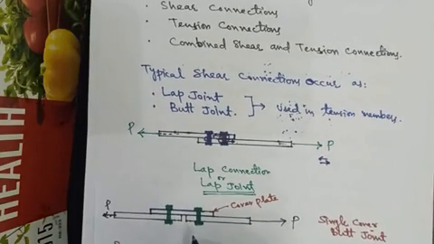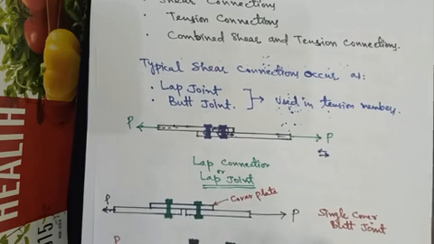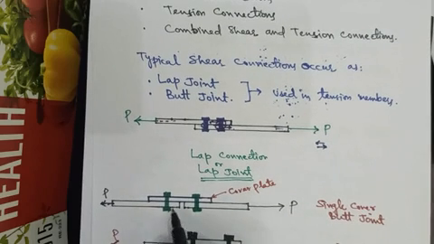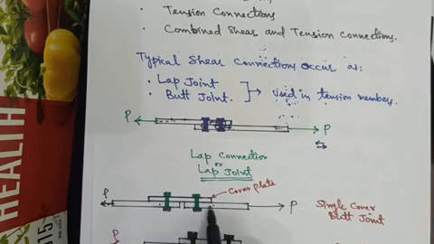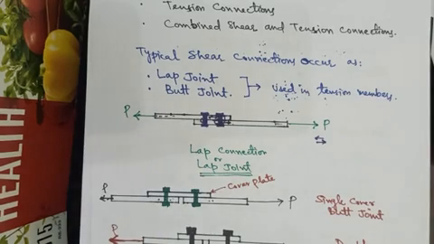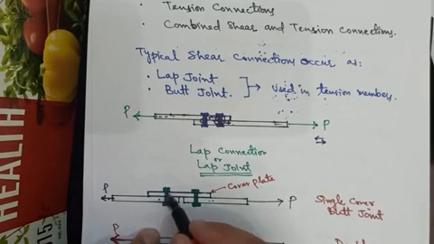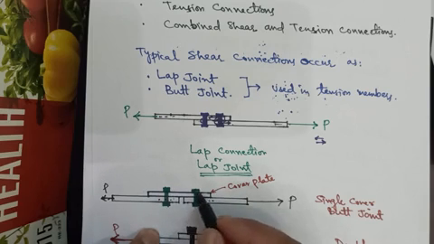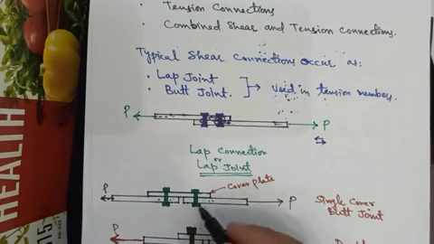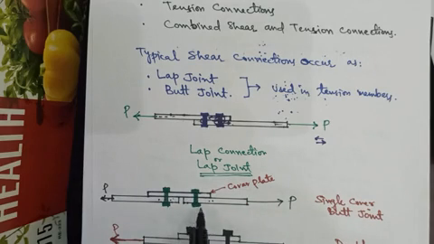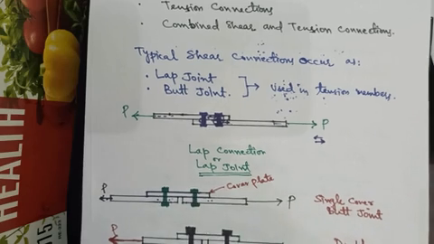Similarly, this is a single cover butt joint, that is, two structural elements or two plates are facing each other and they are connected by a cover plate, and these are finally joined by bolts or any other fastener. So this is called a single cover butt joint. The bolts in this case are also subject to shear.